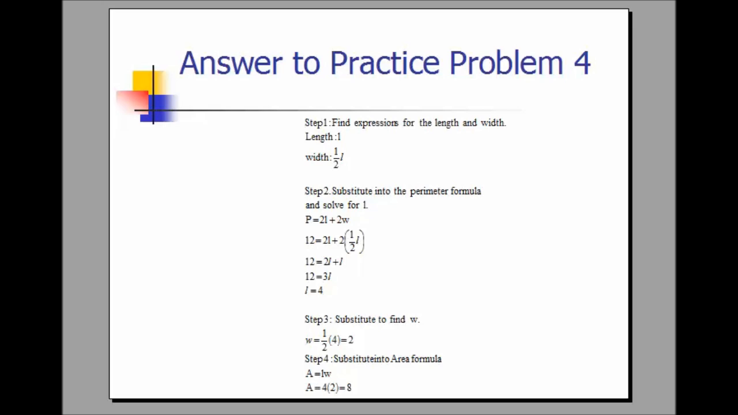P equals 2L plus 2W. 12 equals 2L plus 2 times 1/2 L. This gives us 12 equals 2L plus L, or 12 equals 3L. Dividing both sides by 3 gives L equals 4. Next, we substitute to find W. Since L equals 4 and W equals 1/2 of L, W equals 1/2 of 4, or 2. Next, substitute into the area formula. A equals length times width. That's 4 times 2, which is 8 square units.